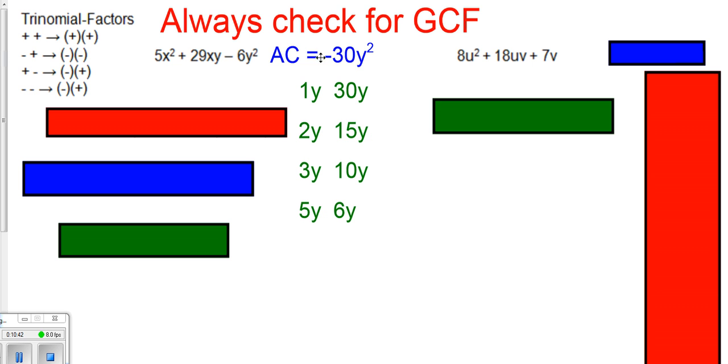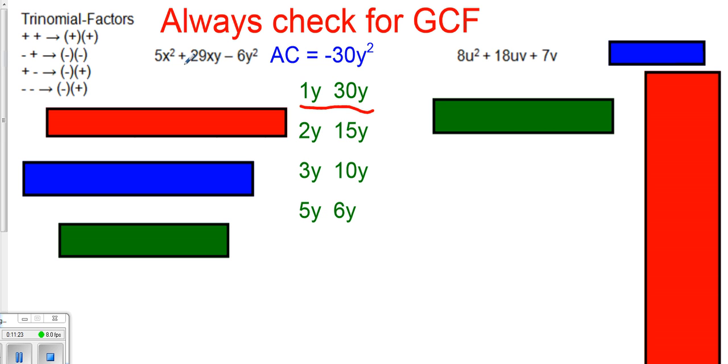Now again, because this is negative, we want one of these to be negative and one of them to be positive, and we want them to add up to 29. Well, 5 and 6 are only 1 apart, so those won't add up to 29. 3 and 10 are 7 apart. They're not 29 apart. 2 and 15 are 13 apart, so those won't work. 1 and 30 are 29 apart, so these are the ones that we need to use. Because these are 29 apart from each other, it's going to have to be these two as a set.